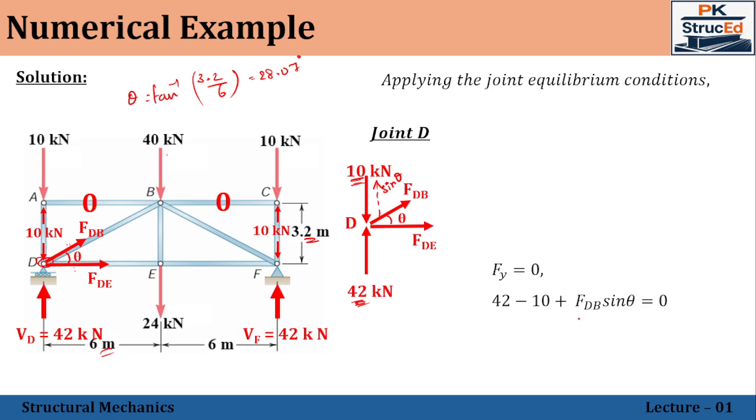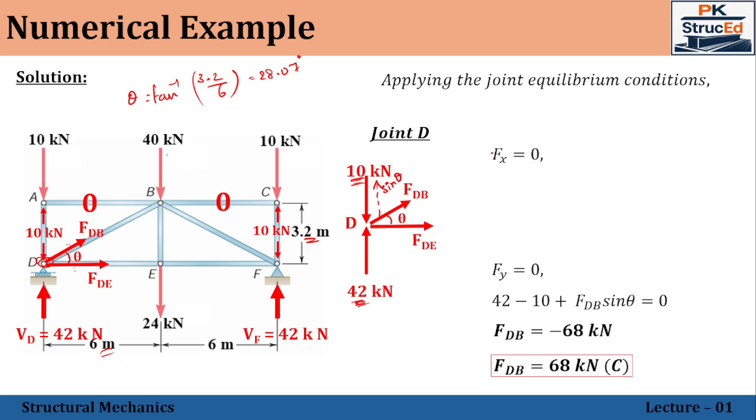Right. So solving this equation with the theta value of 28.07, we get the value of FDB as minus 68 kilonewton, which means that the member is in compression. Right. So since the direction is reversed, don't change the direction right now itself. Let us solve the horizontal force equilibrium also with respect to the same joint. Once both the equilibrium equations have been done, later we can change the direction based on the nature of the force.